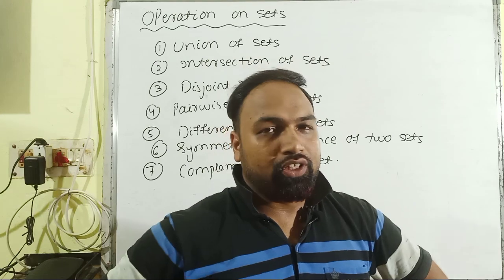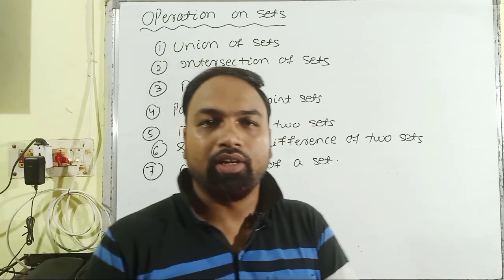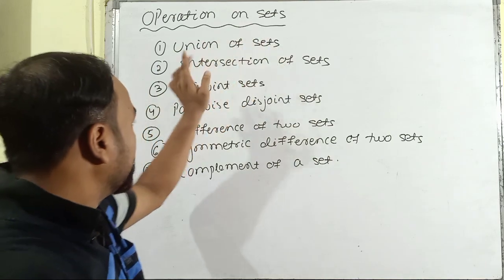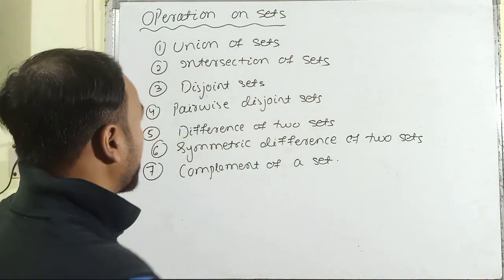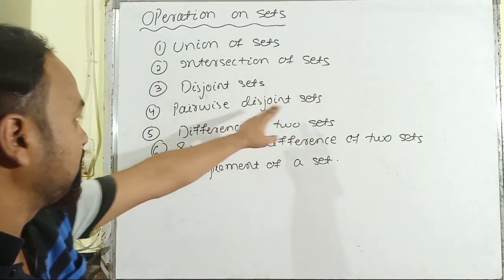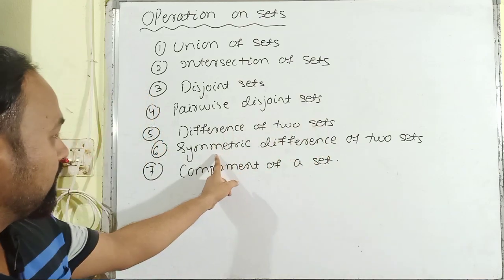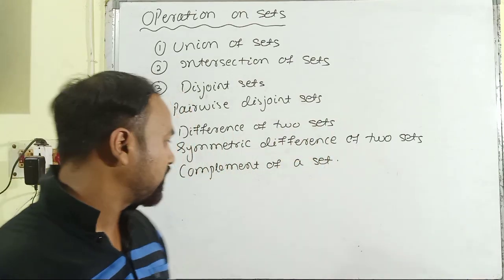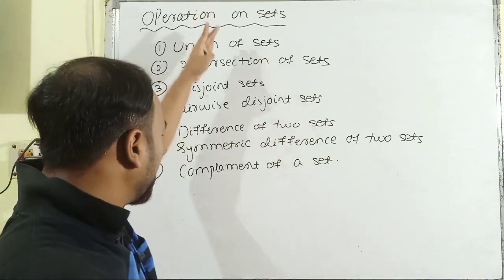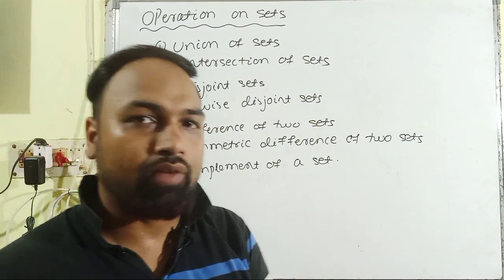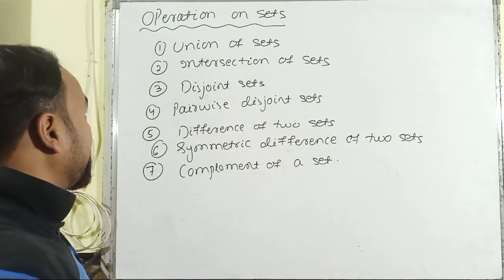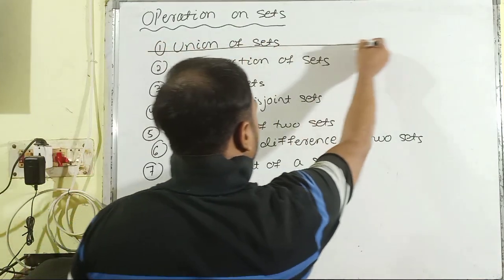Before going to operations on sets, let us discuss some of the fundamentals. The first one is union of sets. The second one is intersection of two sets. Then disjoint sets, pairwise disjoint sets, difference of two sets, and in sixth place, symmetric difference of two sets. And in the last part, the complement of a set. We have to represent all seven fundamentals by giving the definition, example, and Venn diagram. So let us discuss from the first part, that is the union of sets.